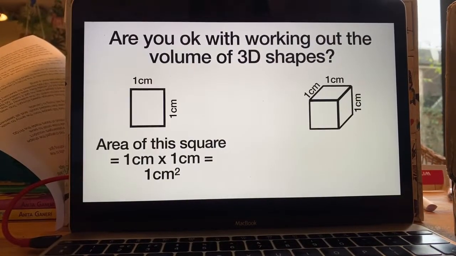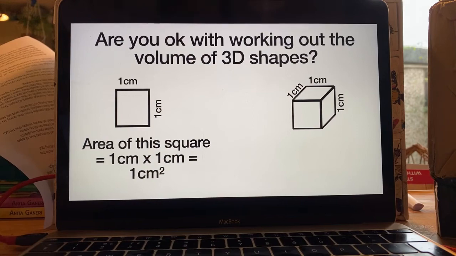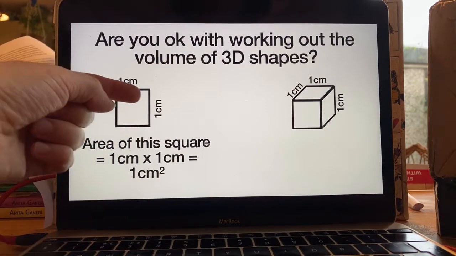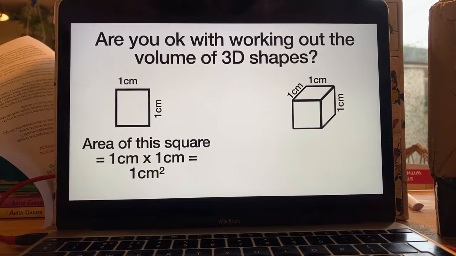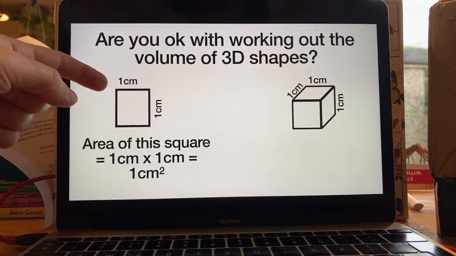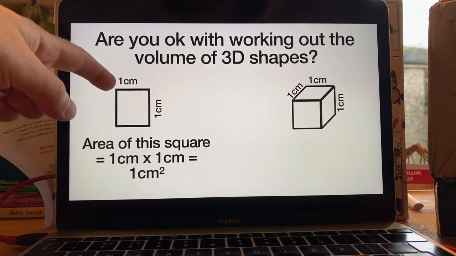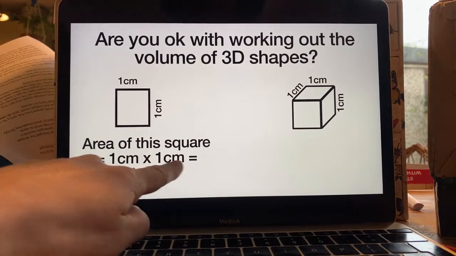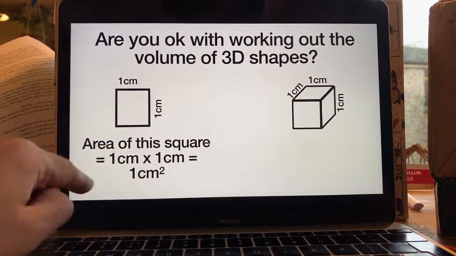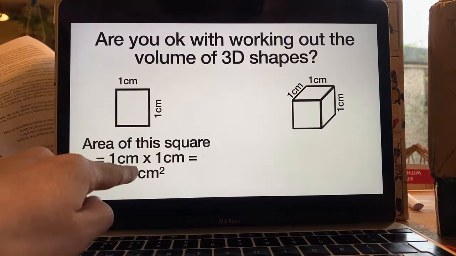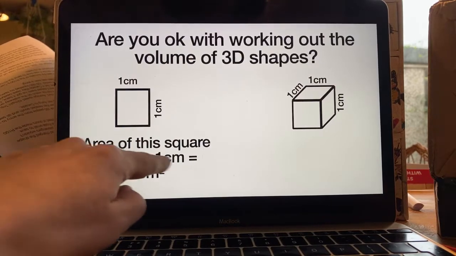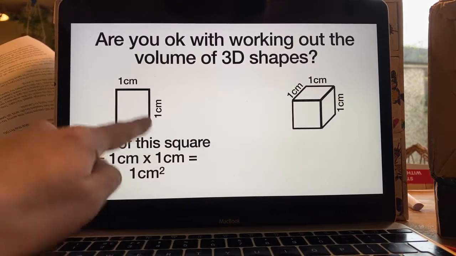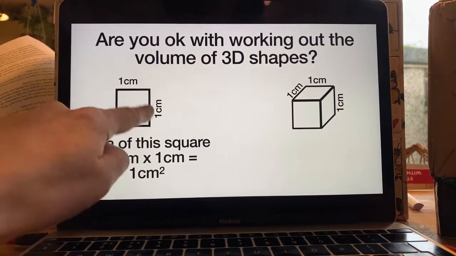Let's carry on. So are you okay with working out the volumes of 3D shapes? You're going to have to do that quite simply at IGCSE. Hopefully most of you are okay with how to calculate the area of a square. So for example, if you've got a square that's 1 centimetre by 1 centimetre, then the area of it is, be careful, whatever you do to the number in any equation, you have to do to the units as well. So obviously 1 times 1 is 1, and a centimetre times a centimetre is a centimetre squared. So the area of that square is 1 centimetre squared.